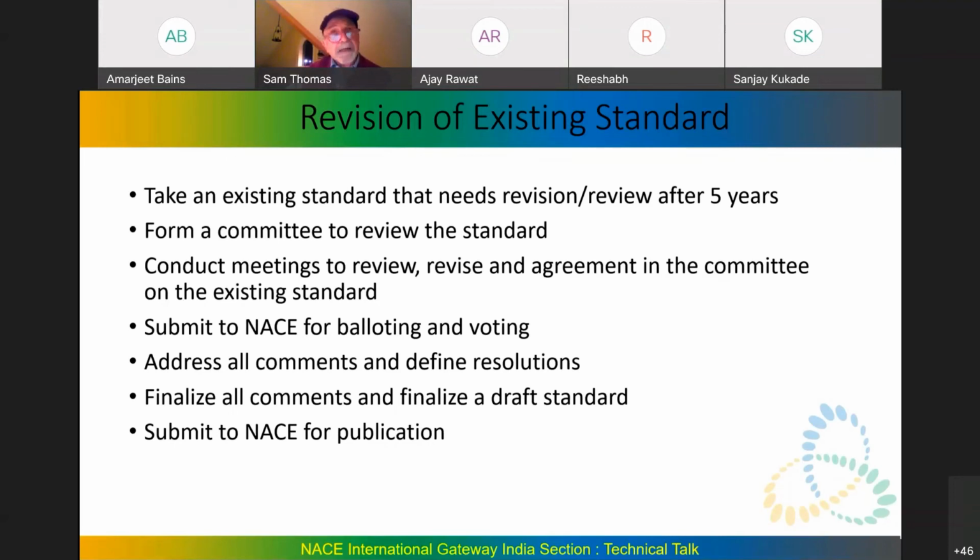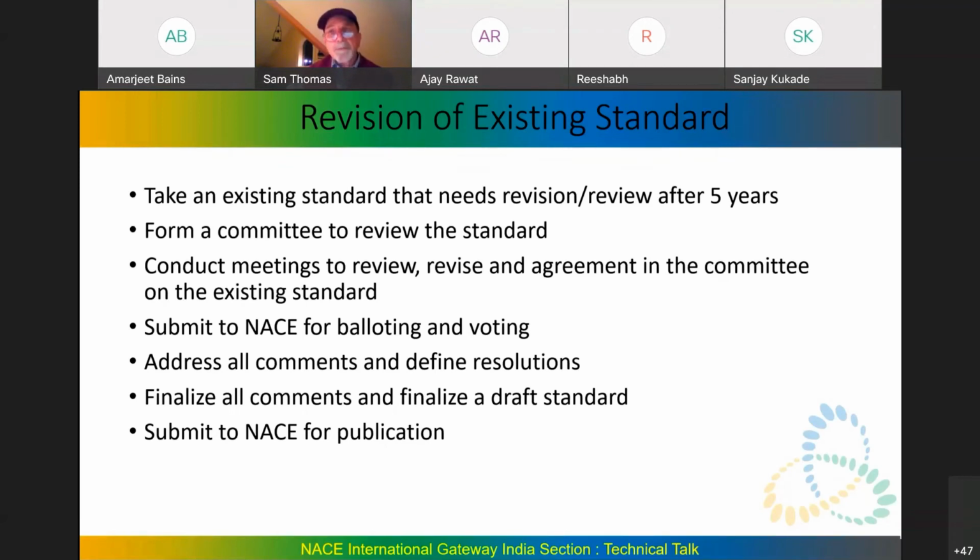And the rules within NACE are that if you've got 90% positive affirmative votes and you've got 1 or 2 comments that have not been resolved, you can ask for a publication, and then those particular balloters or voters who had the negative comments that were not adjudicated can then appeal the process.